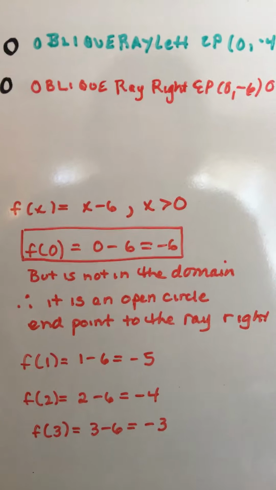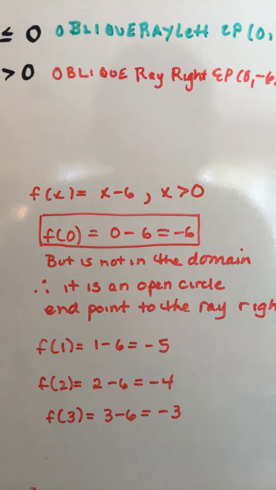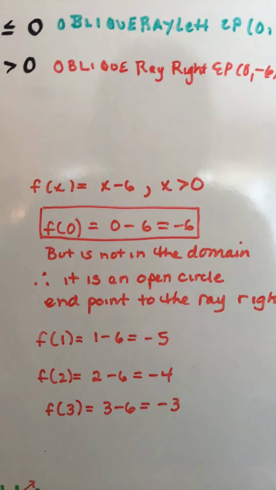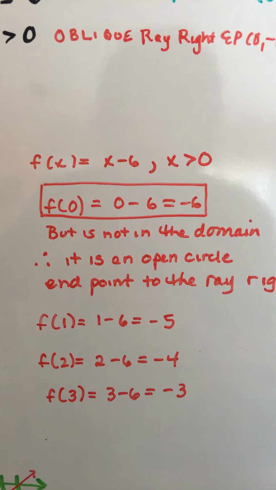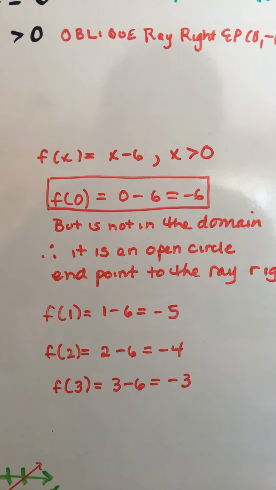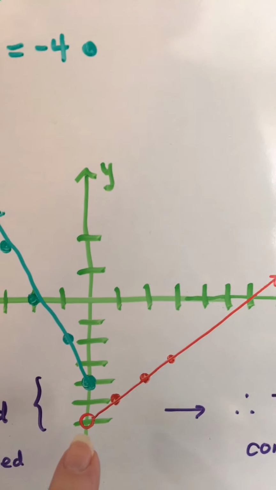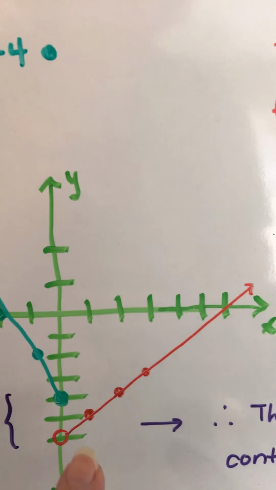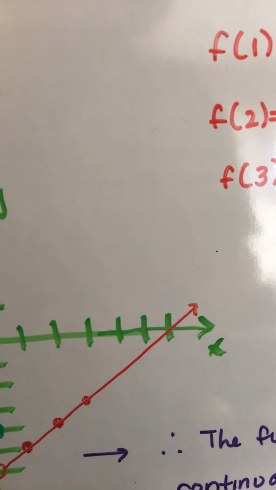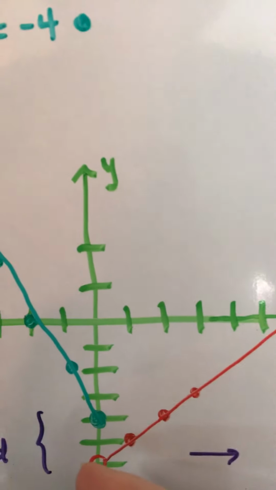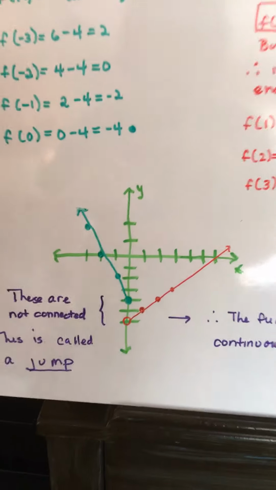Now, when I come to do the next one, yes, we still have to find the value of the open circle. We can't close it because it's not in the domain. And so the ordered pair 0, negative 6 is not allowed. Then we have the ordered pairs 1, negative 5; 2, negative 4; and 3, negative 3. So with my open circle, I plotted 0, negative 6. Then I plotted 1, negative 5; 2, negative 4; and 3, negative 3. I knew that was my endpoint from my first sketch, and I just drew an arrow up and to the right to look like what I had.